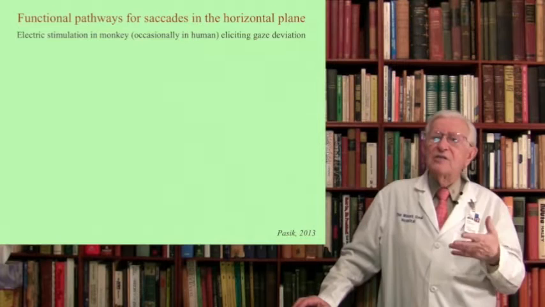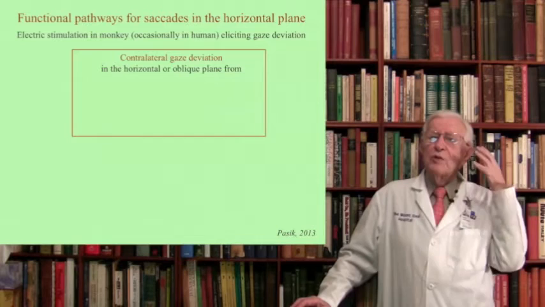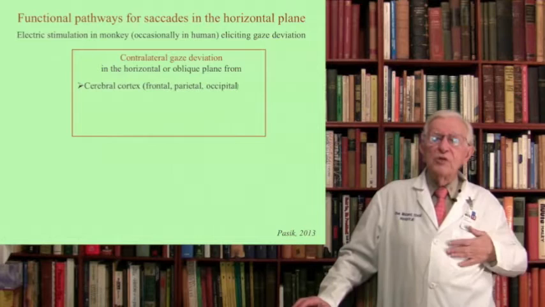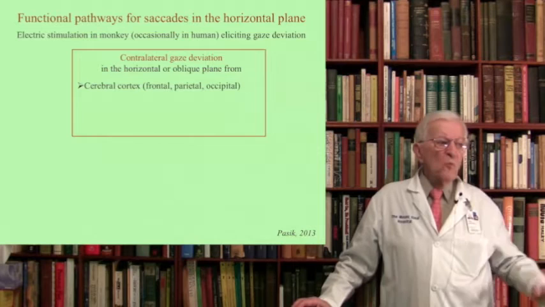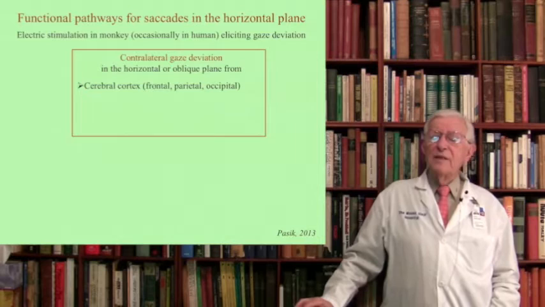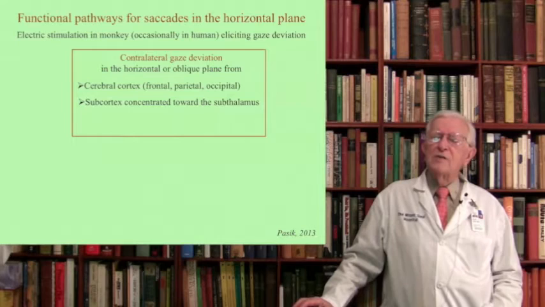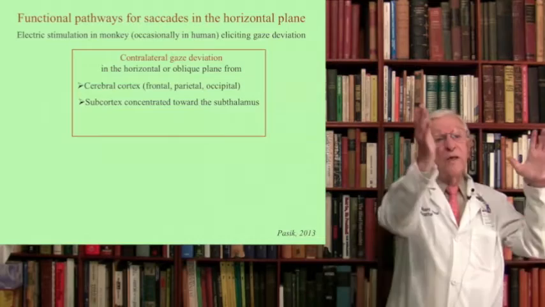And it goes more or less like that, that the gaze shifts contralateral to the side of stimulation in a horizontal or oblique plane from regions in the cerebral cortex, in widespread areas, frontal, parietal, occipital, right? And then when you put your electrode deep in the brain, deep brain stimulation, from the subcortex, you get the same thing. You get contralateral gaze deviation. And all this outflow of the cortex more or less gets funneled or concentrated towards the subthalamic region.